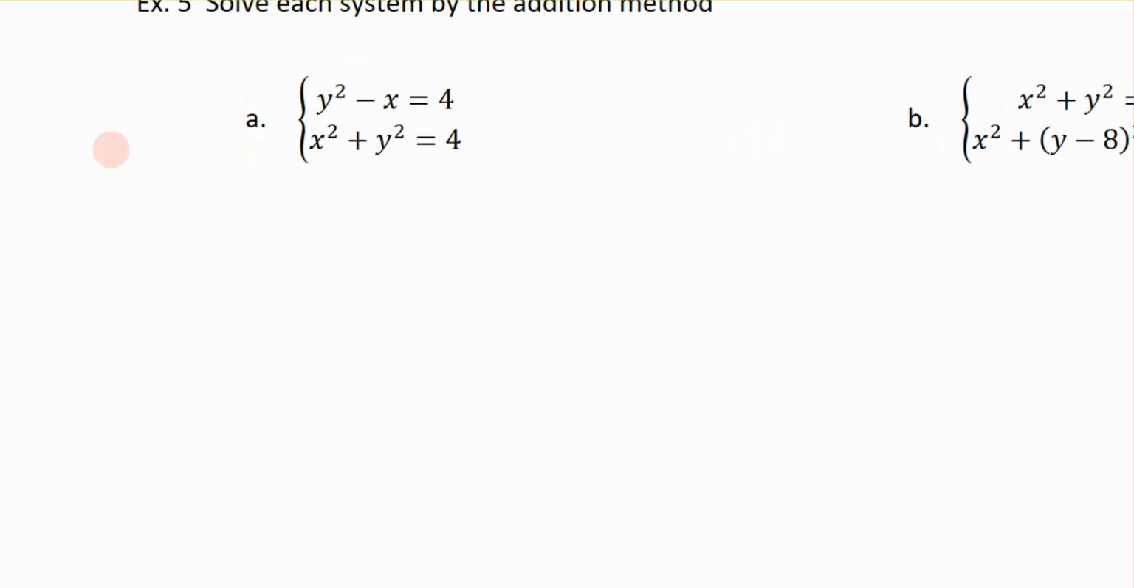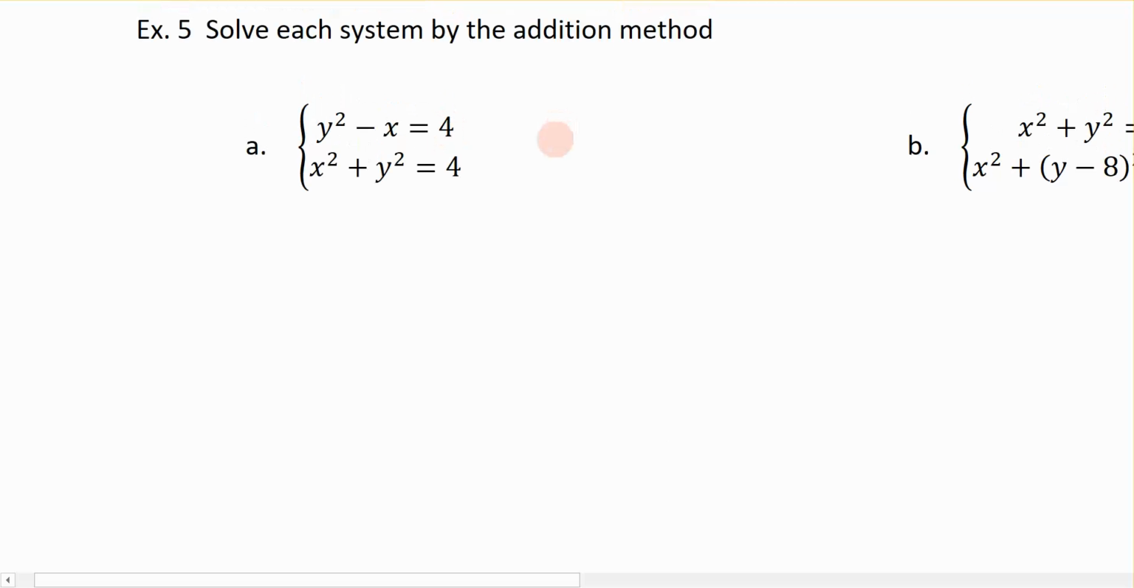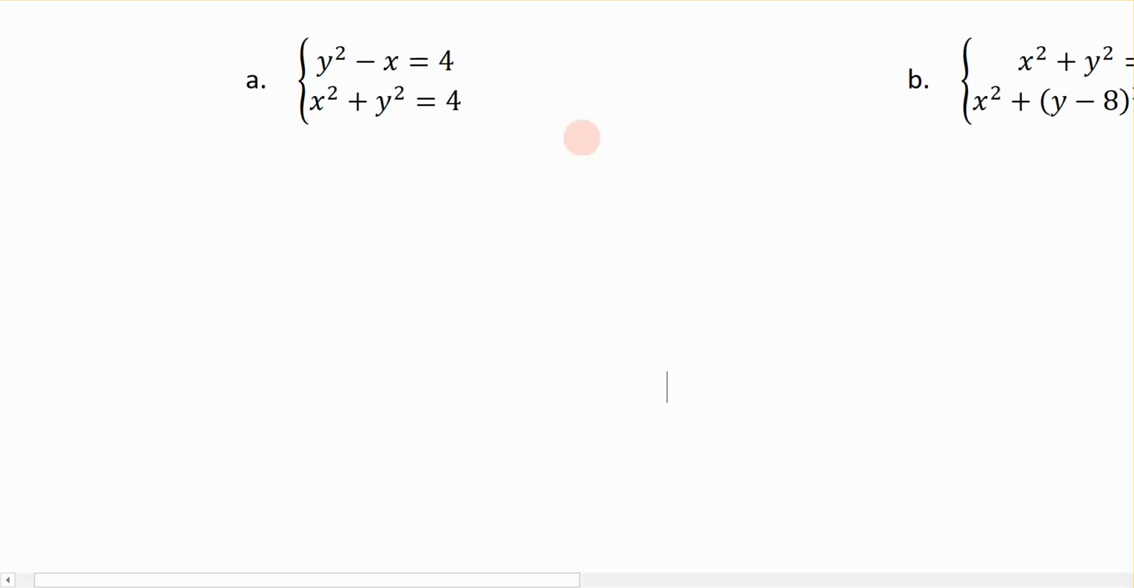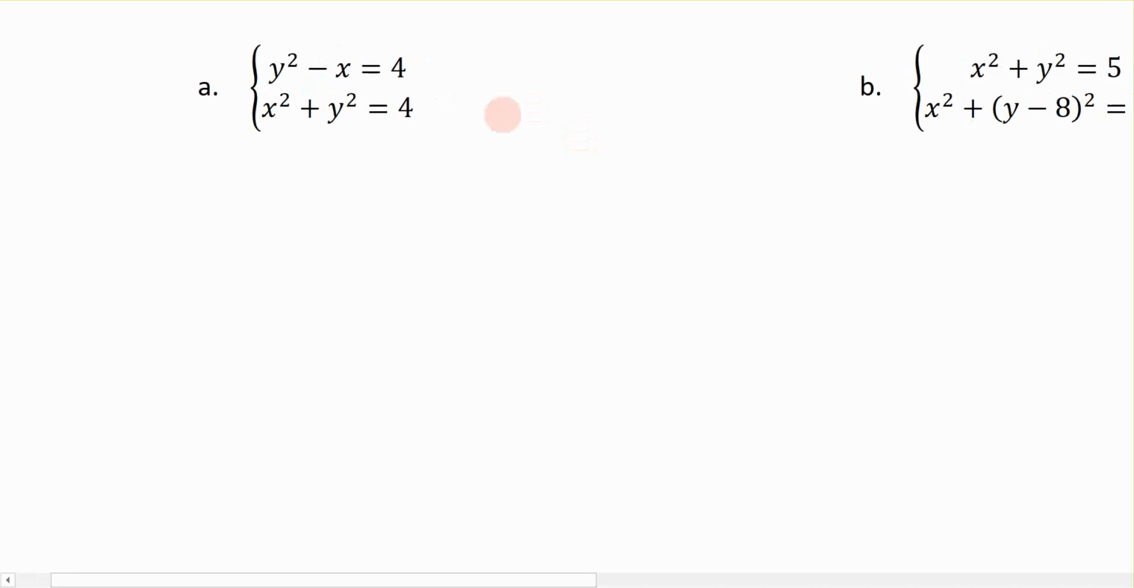In this first example, we have y squared minus x is equal to 4 and x squared plus y squared equals 4. Just to give you an idea of what we're looking at here, this is a sideways parabola and this is a circle. So we have two definite nonlinear equations that we want to solve for.